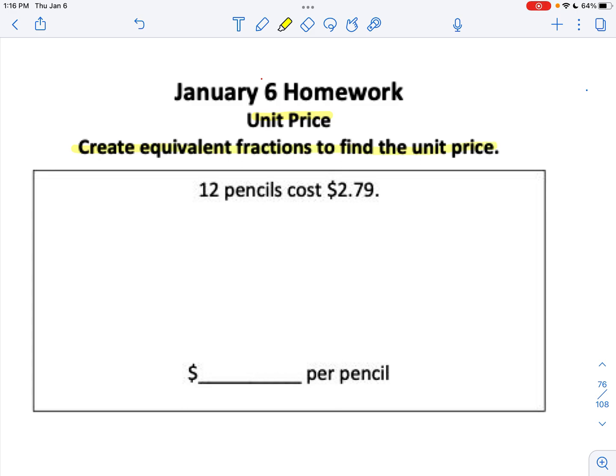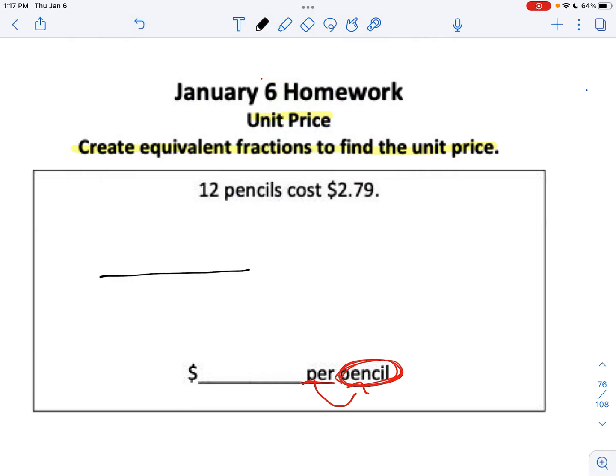So first things first in this problem, we want to read what it says. And it says right here, 12 pencils cost $2.79. And at the bottom we have a dollar sign, big answer space, and then per pencil. So the first thing we want to do is underline that word per and put an arrow to the next word, because that's going to be your unit. Your unit in this problem is pencils. This is the thing you want one of, one pencil.